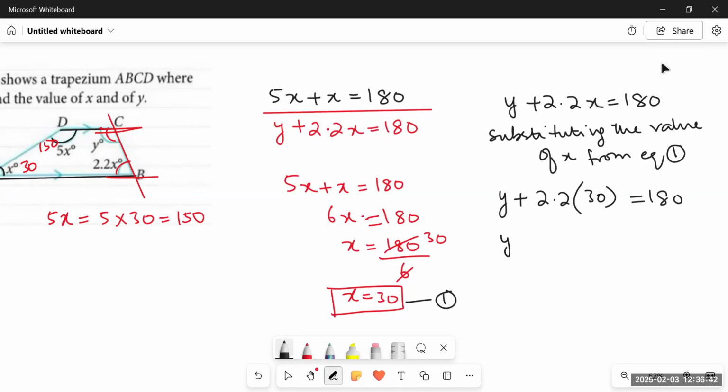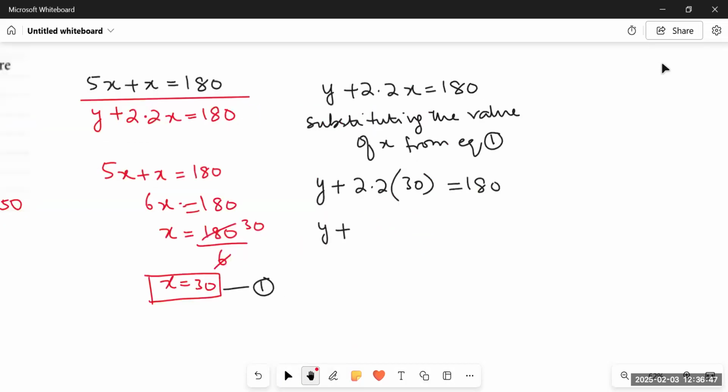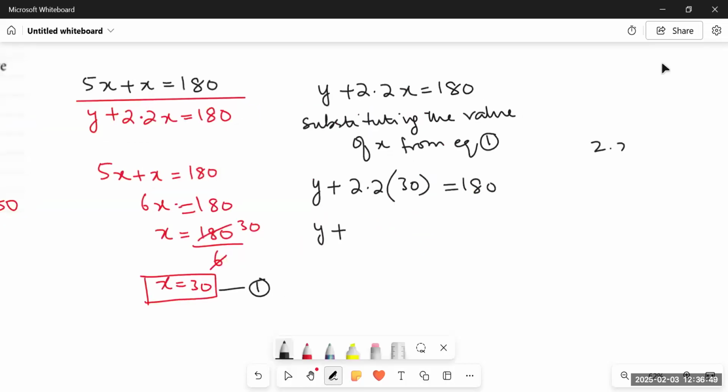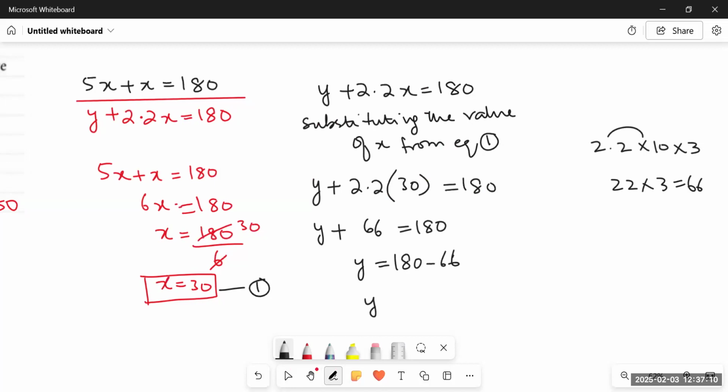Now, if we multiply 2.2 by 30, what would we get? 2.2 multiplied by 10 multiplied by 3, since 30 means 10 multiplied by 3. If we multiply 2.2 by 10, we get 22. 22 multiplied by 3 is equal to 66. So y plus 66 is equal to 180. In the next step, we simply subtract 66 from 180 and we find the answer, that is 140.